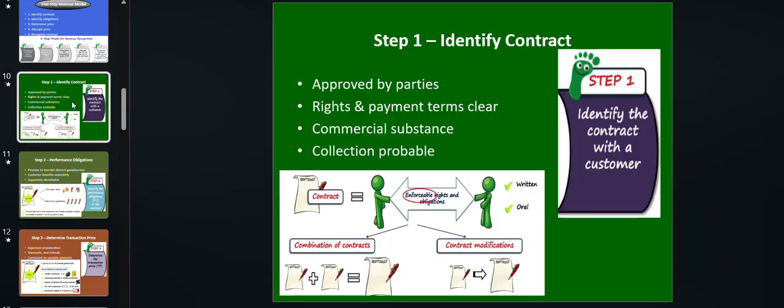Step number one. In step number one, a contract must be approved by all parties, have clearly defined rights and payment terms, have commercial substance, and collection of consideration must be probable. There should be no ambiguity in the collection period. The contract can be oral, but the majority of the time, the contract is in written form. This is step one of the five-step model of revenue recognition.